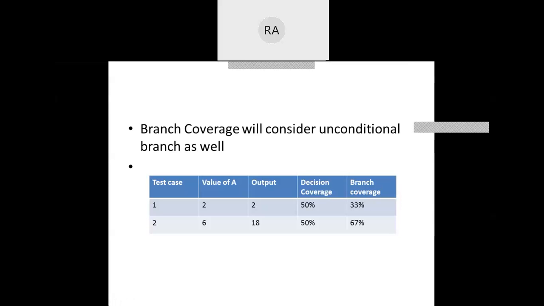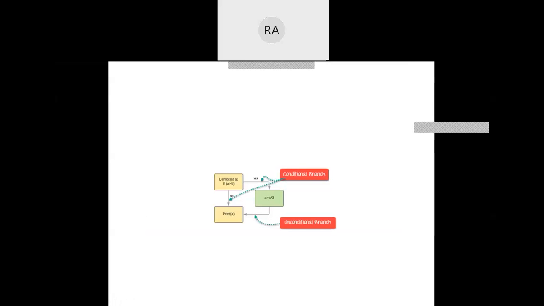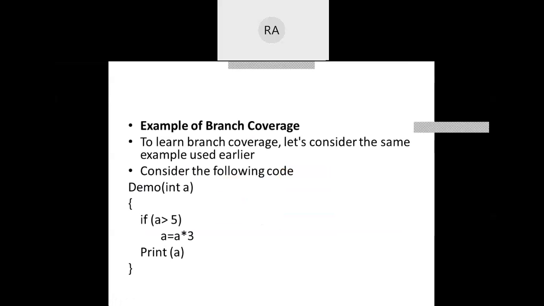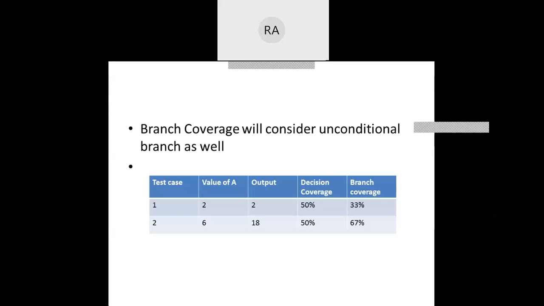Suppose the value of A is 2. What is the output you are going to get? Is 2 greater than 5? No, not at all. So I'm just printing the value of A. That is, the output is 2 over here.